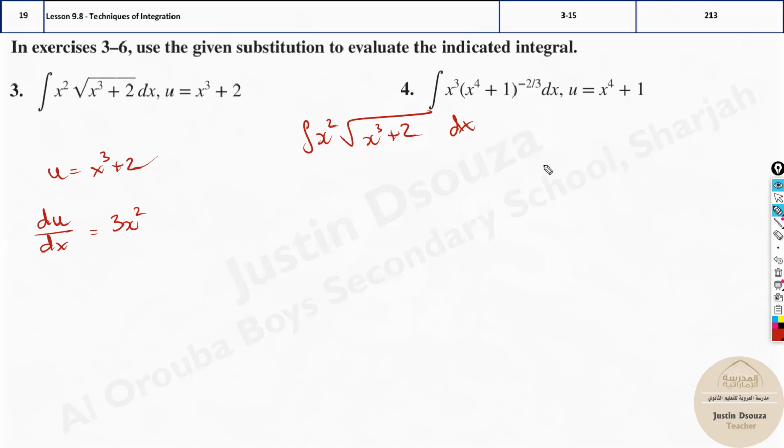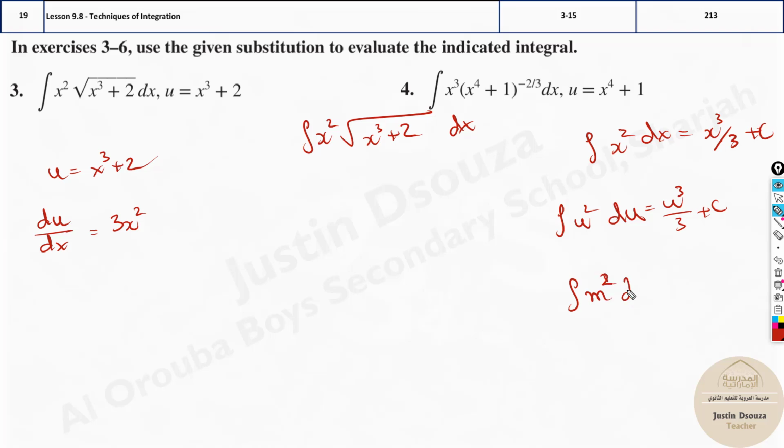It must be du. To understand that better, say for example you have the integral of x squared dx. The answer will be x cubed by 3 plus c. What about the integral of u squared? It can't be dx, it must be du, then it will be u cubed by 3 plus c. Same way, if you have m squared, it must be in terms of dm, then you will have m cubed by 3 plus c.